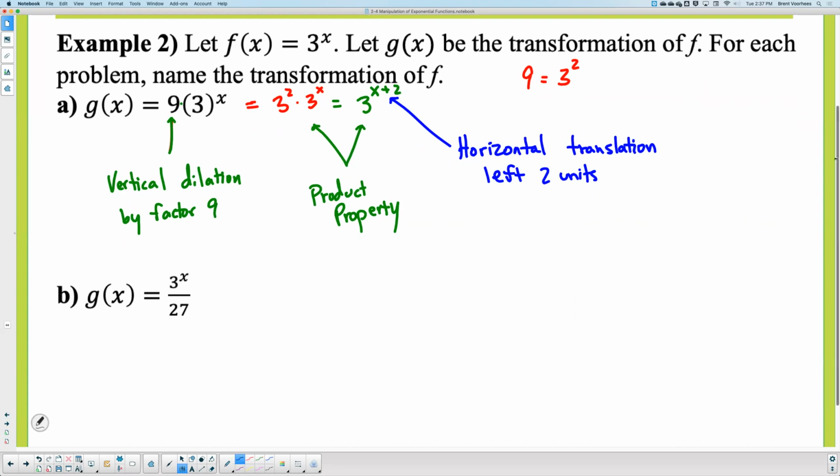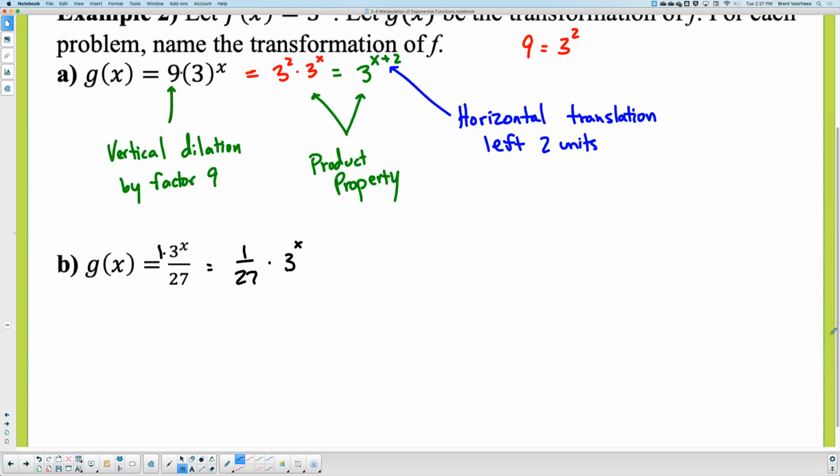All right, let's look at part B. Part B, I could rewrite as this. I'm going to make this 1 multiply with a 3 right there. Multiplying by 1 doesn't change things. I could rewrite this as 1 over 27 times 3 to the power of x.